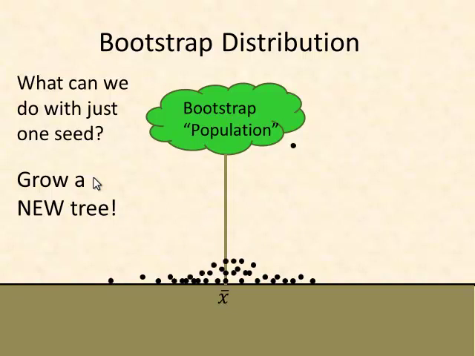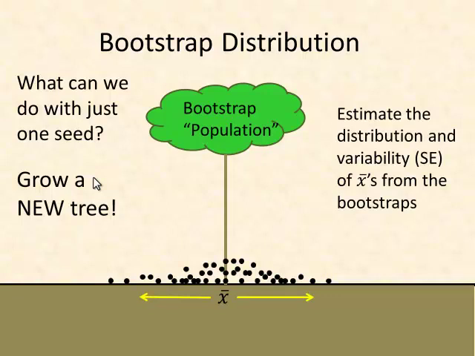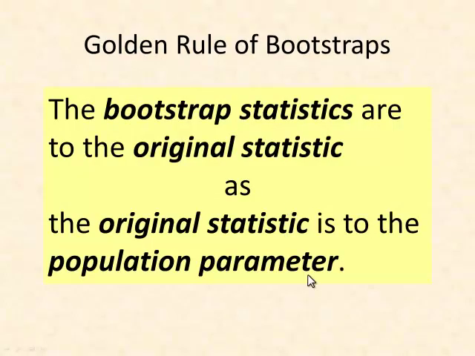And so there's our sampling distribution. And we estimate the distribution and variability, or the standard error, of the sample means from these bootstrap statistics. There's our mu from the original. And so the golden rule of bootstraps here is that the bootstrap statistics are to the original statistic as the original statistic is to the population parameter. That makes the whole thing go.